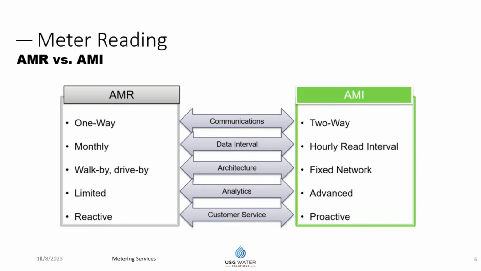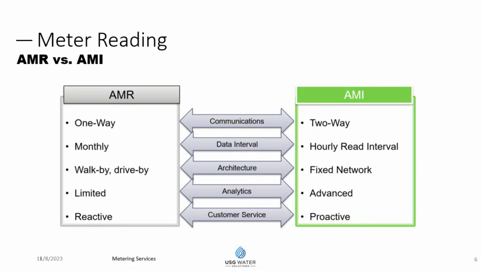Architecture: AMR again is either a walk-by system or a drive-by system. Architecture for AMI is fixed networks. We installed 8 data collection units, DCUs, throughout the High Springs service territory that covers your entire service territory. All the meters talk to a minimum of 2 DCUs. I think it's 98% of all your meters will talk to at least 2 DCUs out of the 8. There are some on the outlying edges that will only be able to talk to 1 DCU, but you're still going to get your reads.